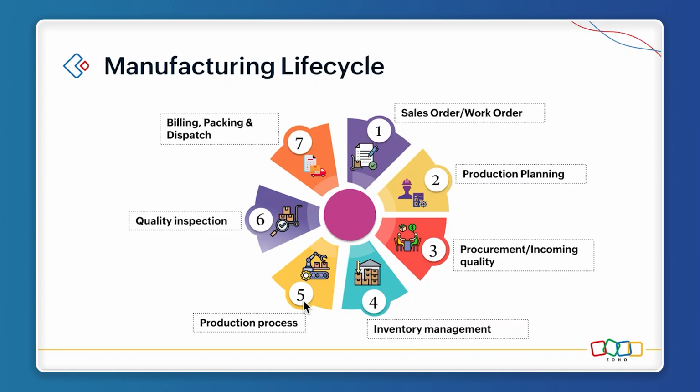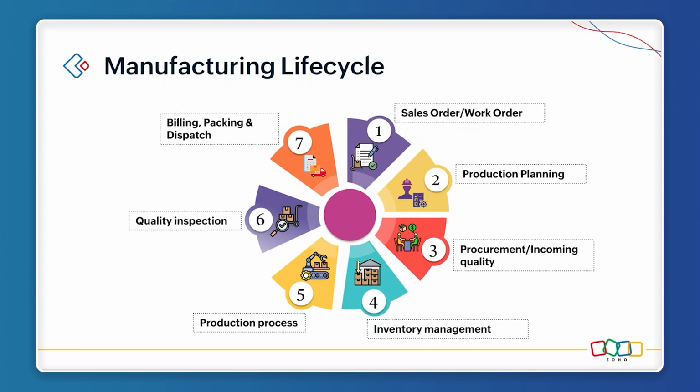And the fifth step is the production process. Once you have the stocks for the different materials, you then start the production, where you start producing the different products. Once that is produced, you then move your product to the quality inspection, where the quality analyst will check whether the product is meeting the customer's requirements, and also whether it is meeting all the basic requirements which need to be there inside that particular product.